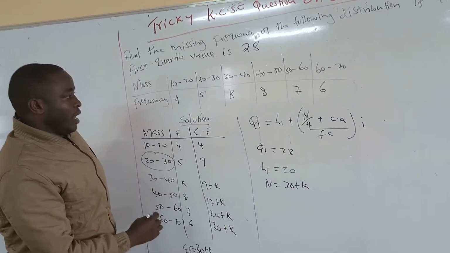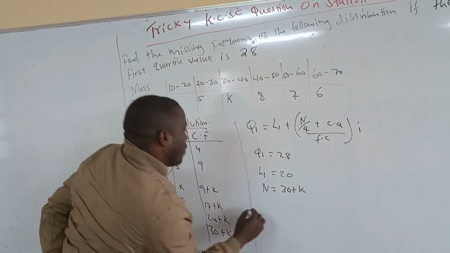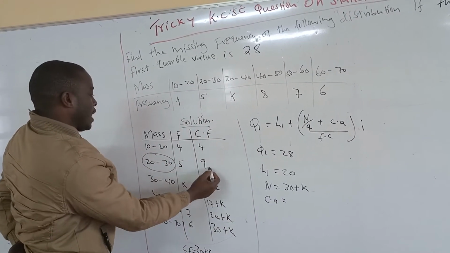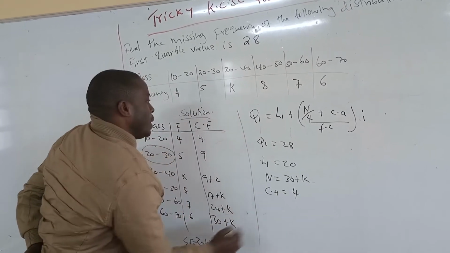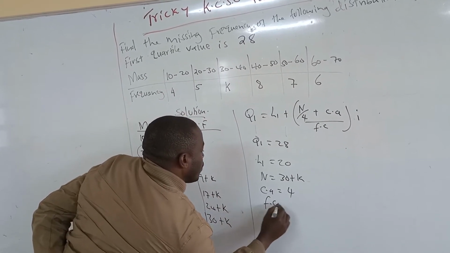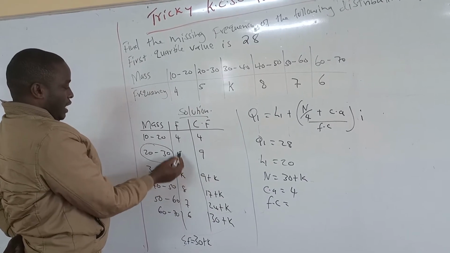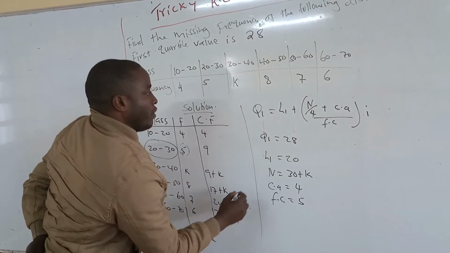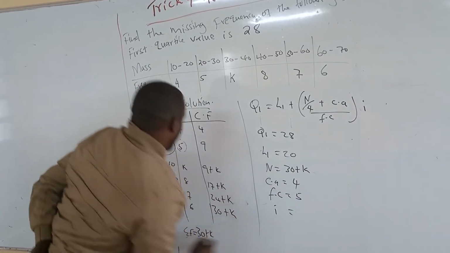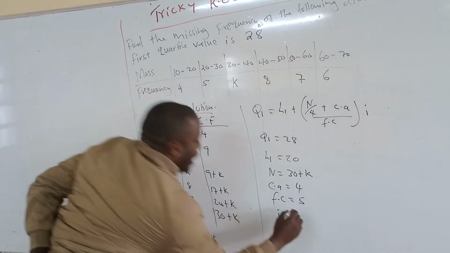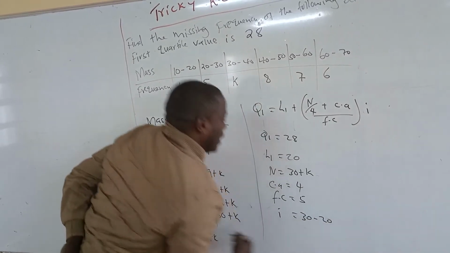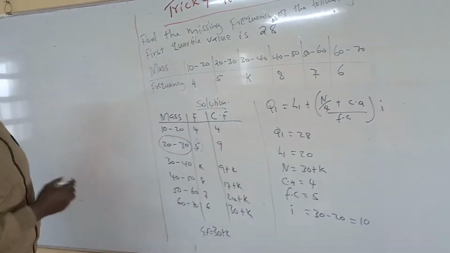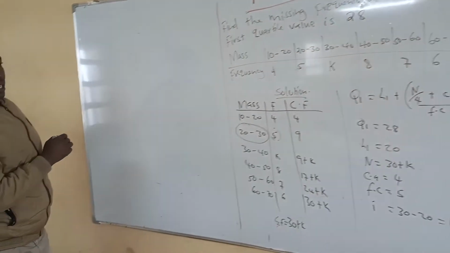Then we have the cumulative frequency above the class, CA, which is 4. The frequency of this class is 5. Then I is the class interval, 20 to 30, so we subtract directly, which gives you 10. When you have all those, you substitute in the equation.